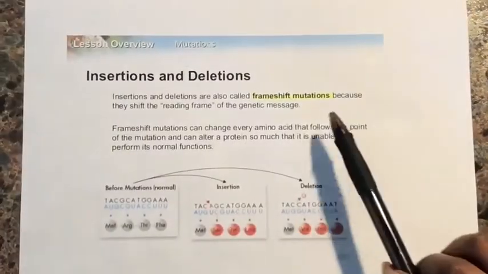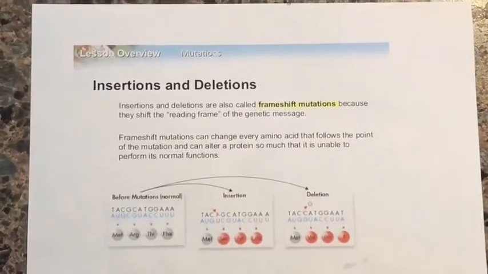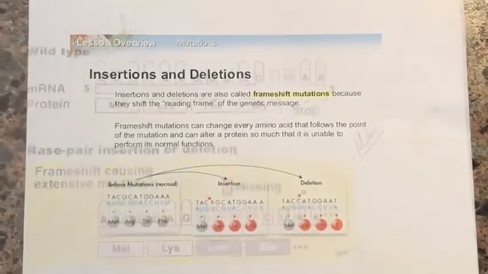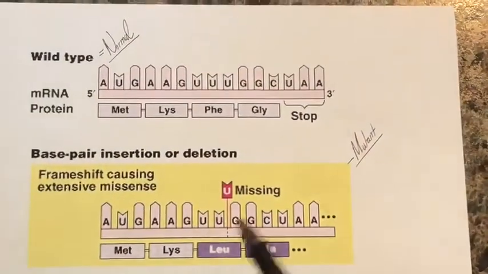Insertions and deletions are called frame shift mutations because they shift the reading frame of the genetic message. Reading frames are 3 base pairs long. In this example, we have a deletion. In the mutant sequence, we are missing a U.